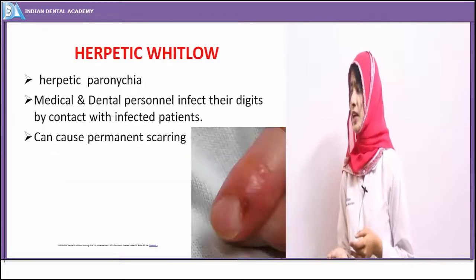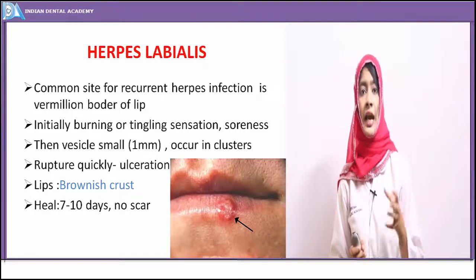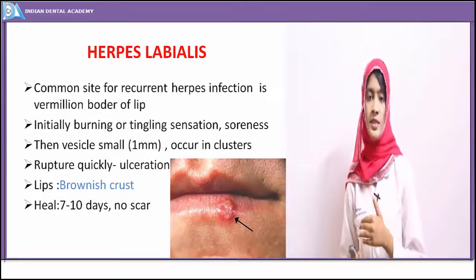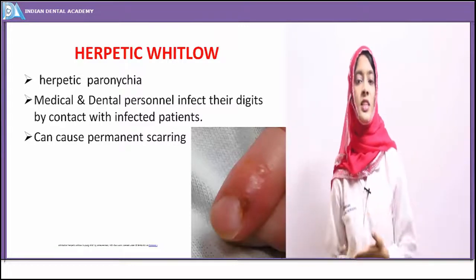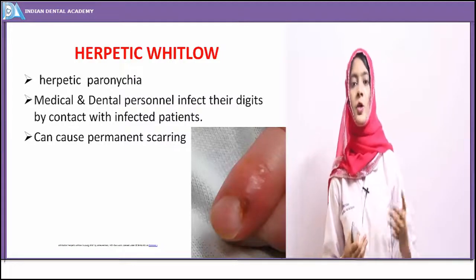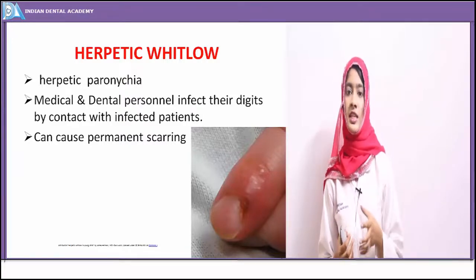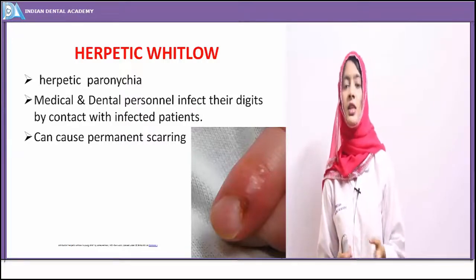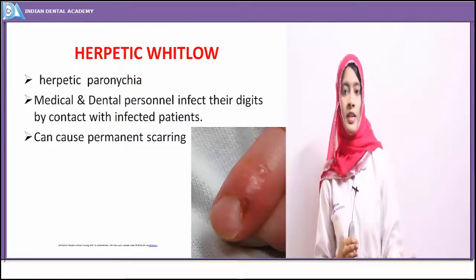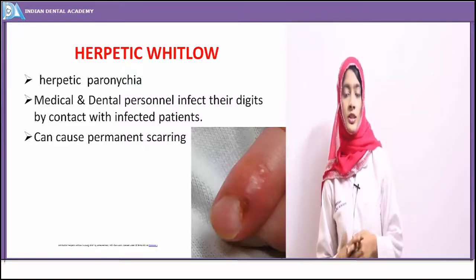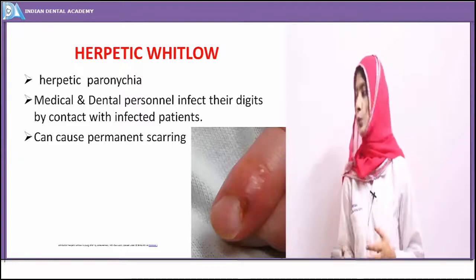So diagnosis of herpes is done by isolation of herpes simplex virus and characteristic histologic picture. So we'll be studying the histologic picture now. So herpetic whitlow is specifically seen in medical or dental personnel because of autoinoculation. When the dentist's hand or the medical professional's hand comes in contact with the herpetic vesicle or the fluid from a ruptured vesicle, the viral infection occurs on the fingers. So that's nothing but the herpetic whitlow.